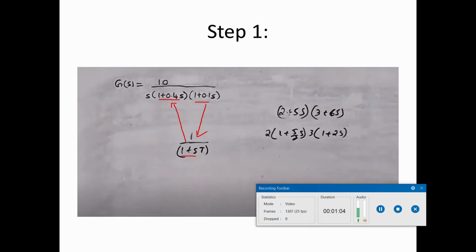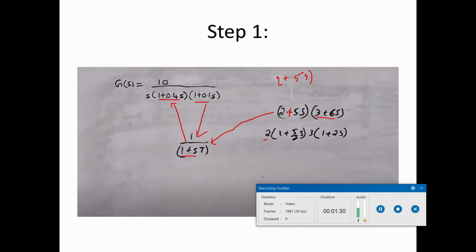But what if we are having something like this, 2 plus 5s? In this condition we find out that this 2 plus 5s is not there in 1 plus st form. So what we should do, we have to take this 2 common. So if I take this 2 common, it will be 1 plus 5 by 2s.